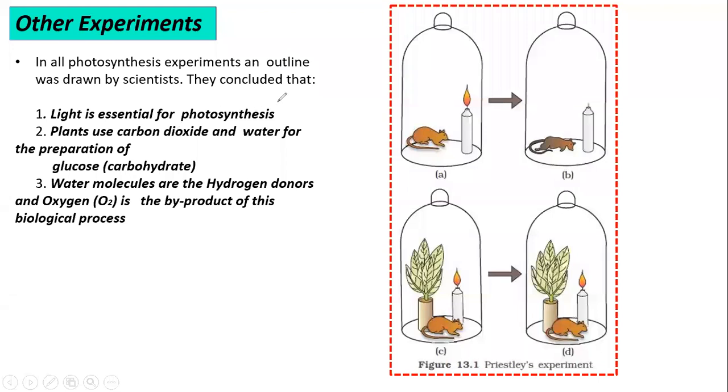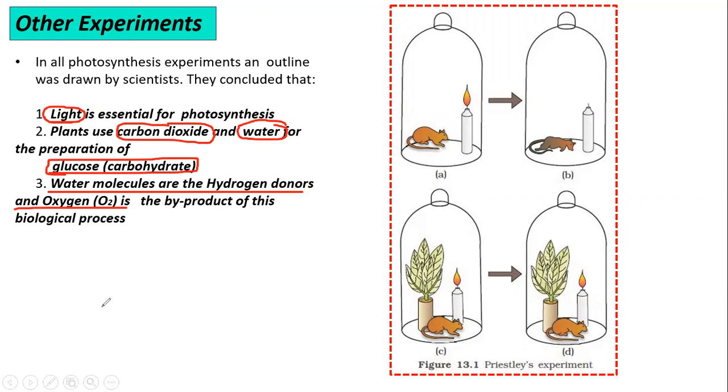In all photosynthetic experiments, an outline was drawn by the scientists. They concluded that light is essential for photosynthesis. One scientist came and concluded that light is essential for photosynthesis. Certain scientists came and concluded that carbon dioxide is essential for photosynthesis. Some came and told that water is essential. Certain people came and told that glucose will be prepared by using carbon dioxide, water, and chlorophyll. Certain people came and told that water molecules are the hydrogen donor.